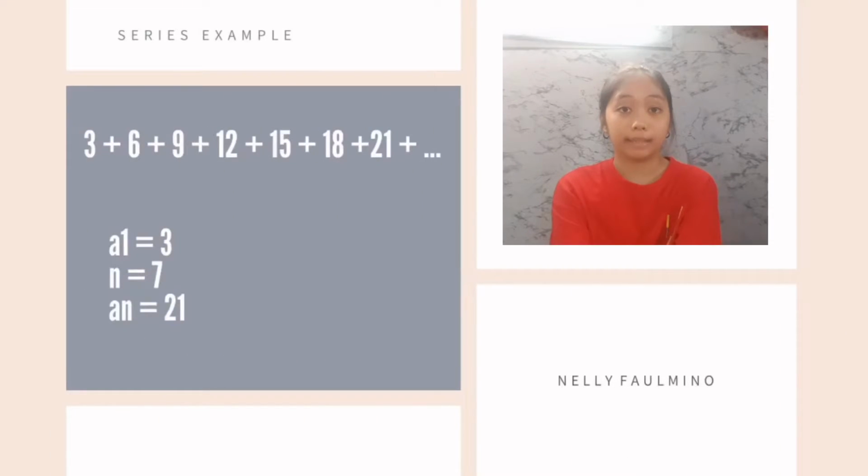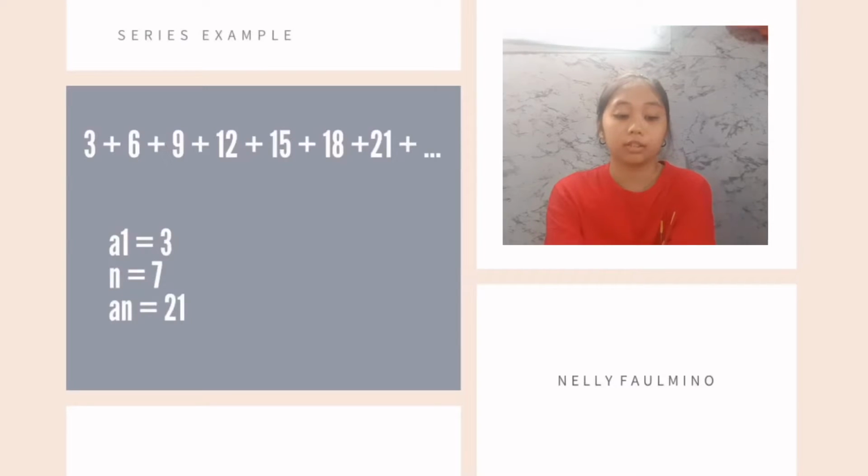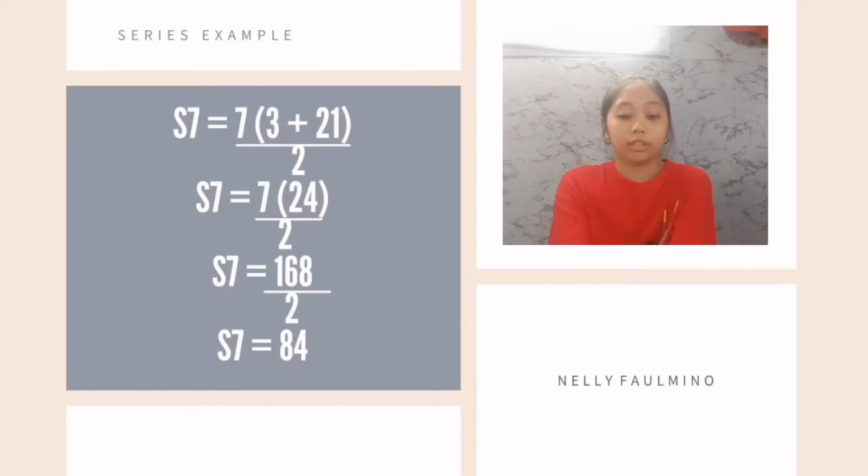So let's have an example. The sum of the sequence is 3 plus 6 plus 9 plus 12 plus 15 plus 18 plus 21. Let's find the n, a sub 1, and a sub n. So for n we have 7, a sub 1 we have 3, a sub n we have 21. We already have the last term or the nth term that we are supposed to find, so we are going to use the second formula.